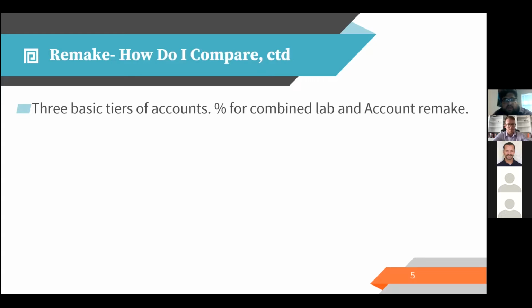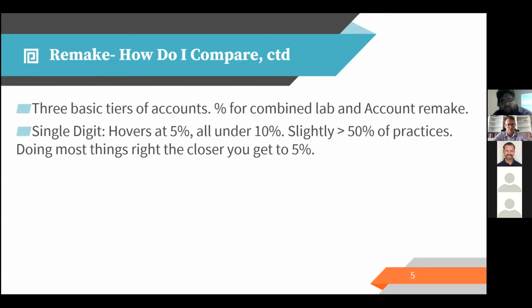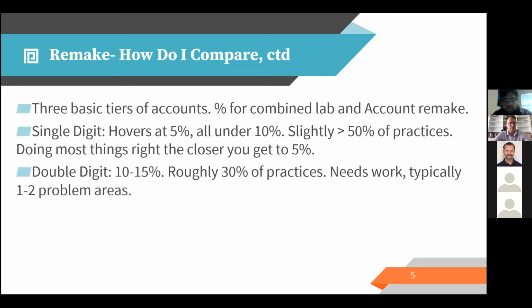And we see kind of 3 different groups in terms of percentages. And this is for combined lab and account remakes. The single digit club, this is roughly most people, kind of close to 50%. They are all under the 10% rate, and a good portion, most of them, it's kind of centered around that 5% remake mark. And that's really an excellent goal, is if you can hang around 5%, you're doing very, very well. Double digits, when you've exceeded 10%, you're not quite in really high territory, but there's usually 1 or 2 particular issues that you need to address to get yourself under 10%.